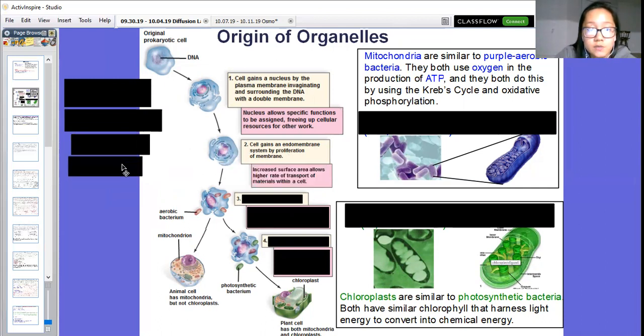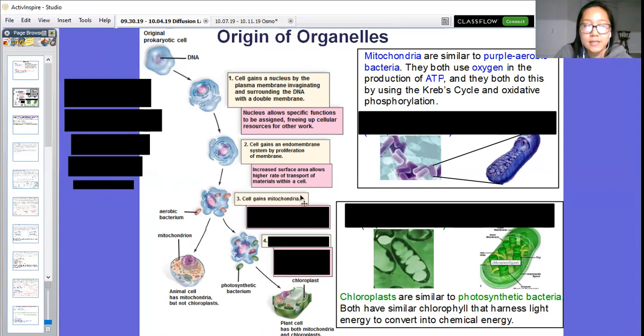So increased surface area allows higher rates of transport of materials within a cell. And like I said, the endoplasmic reticulum, or ER, and the Golgi bodies can do this packaging a lot faster than the cell used to have to do, and pull and drag things around and create the resources, because now it's all there. It's just sitting there waiting to do its one job. And the more surface area, remember we talked about this even with cell diffusion, the more surface area there is, the faster things happen in cells.